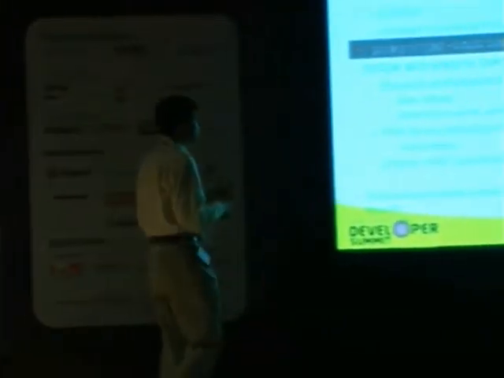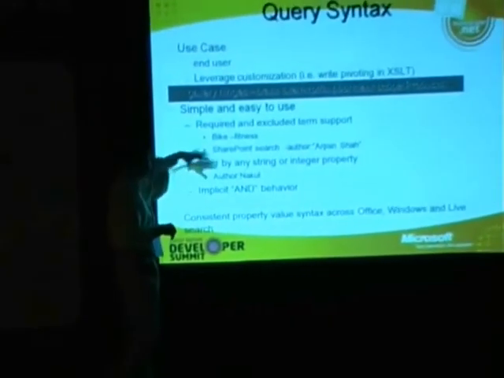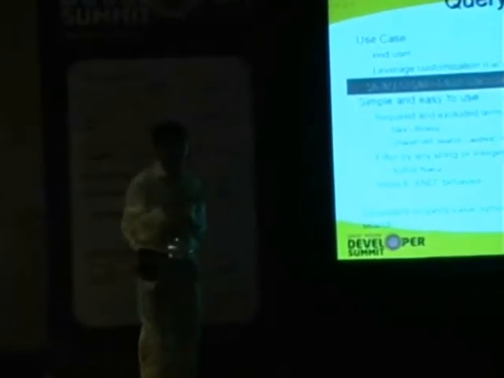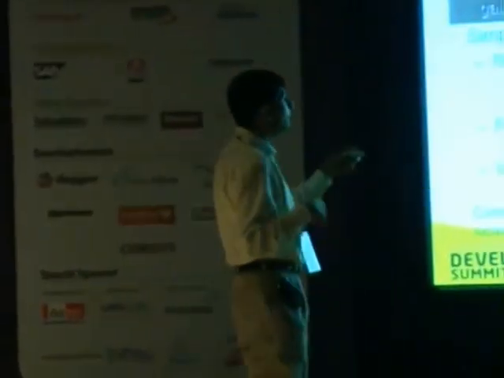So this is called the excluded term. You've got plus, which is implicit, and you've got minus, which means exclude a specific term. In the example below, bike minus fitness returns all the bikes, but not the fitness bikes.